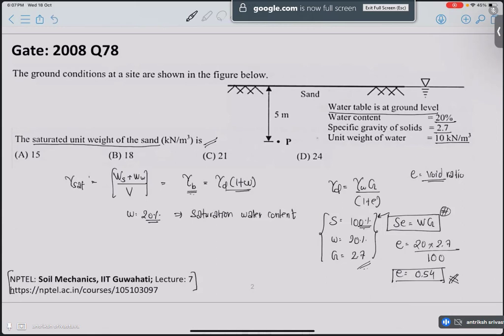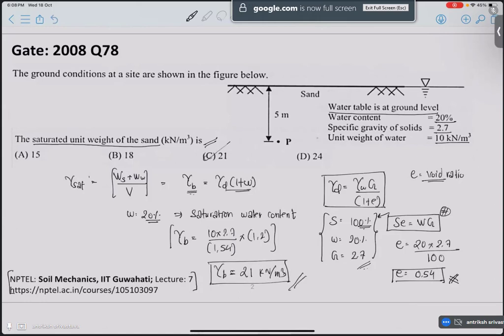Now when we substitute this value into our dry bulk density expression, we get gamma B equal to 10 into 2.7 divided by 1.54, into 1 plus w, that is 1.2. When we solve this expression, we get gamma B approximately equal to 21 kilonewton per meter cube. So the third option is correct. Okay, so this is how we can solve this question.